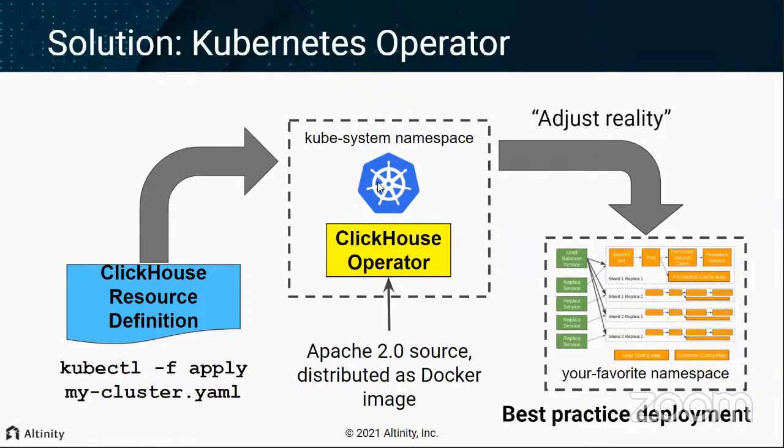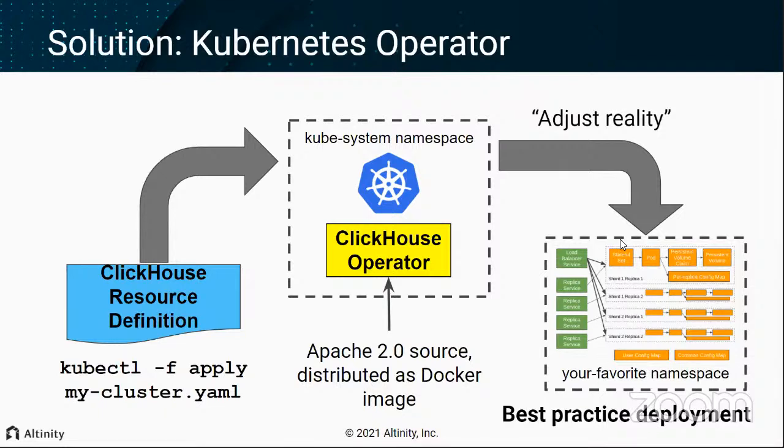Kubernetes will look up the type of resource you have, and then it will say, aha, this belongs to the ClickHouse operator, or whatever operator is responsible for managing that resource. And then that operator is going to look at this resource definition, and it's going to look at what's available inside Kubernetes. And it's basically going to adjust the Kubernetes reality to match your code. So, that's how this works.